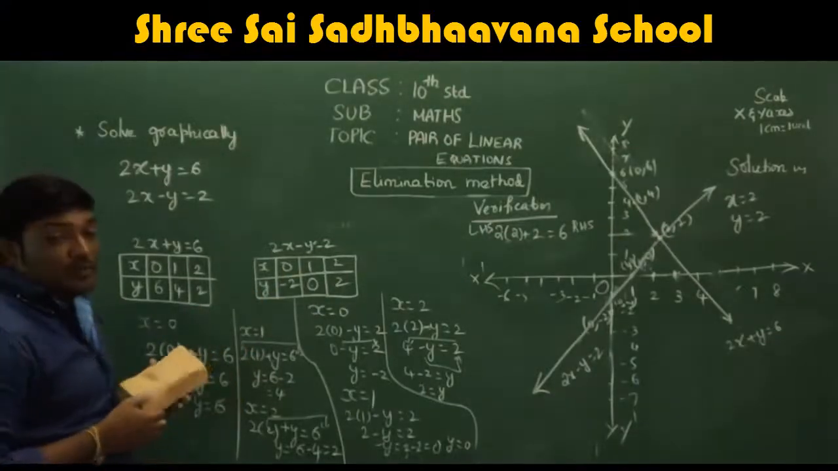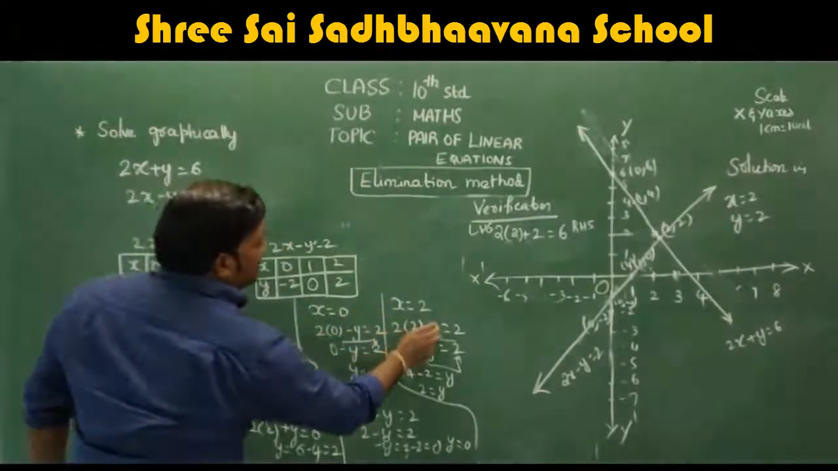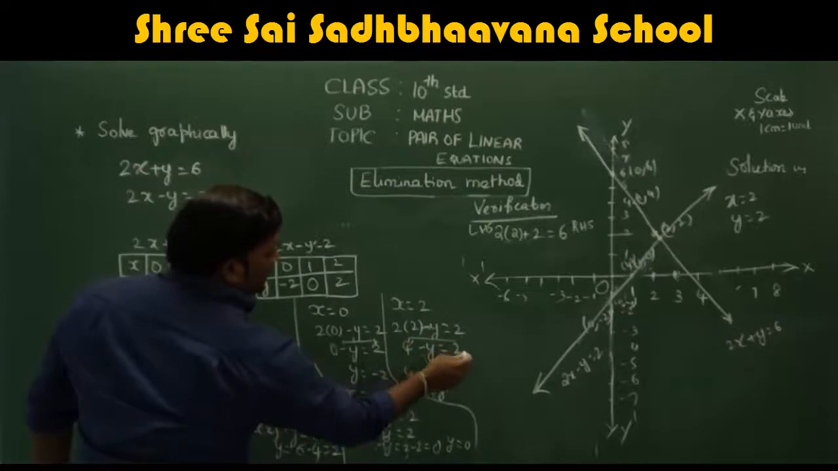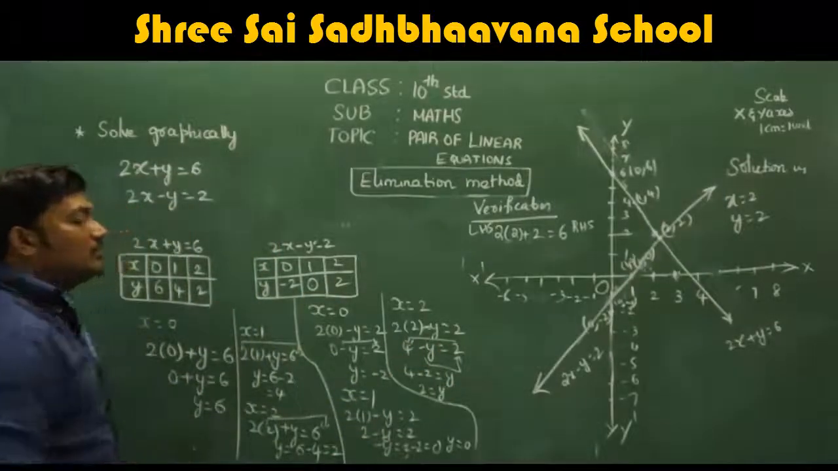Next you take x is equal to 2. Wherever x is there, substitute 2. So 2 into 2 minus y is equal to 2. So 4 minus y is equal to 2. 2 is on this side, minus y is on this side. So minus 1 becomes plus, 4 minus 2 becomes 2. So y is equal to 2.